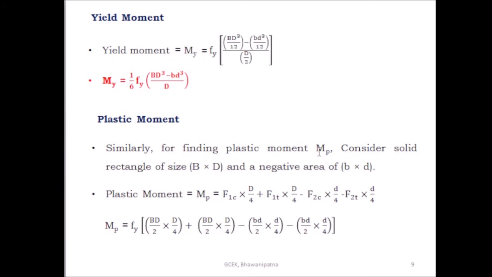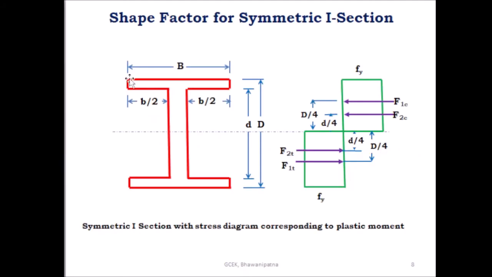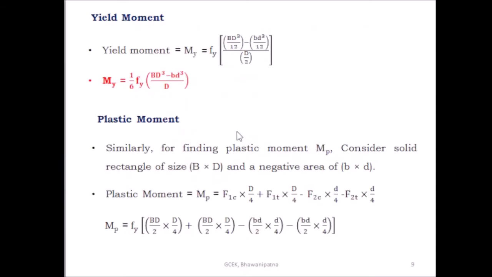Similarly, for finding plastic moment, consider a solid rectangle of size BD and negative area bd. Here also you have to consider the solid rectangle BD and the negative area, the hollow area, small b into small d. Then you can find out what is the plastic moment.